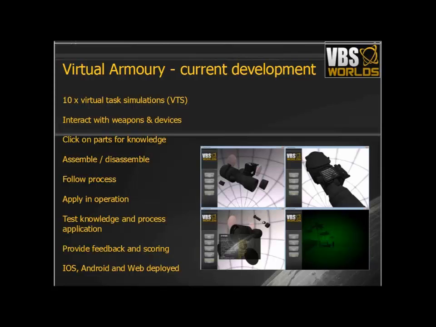The screenshot you can see here is actually for a night sight for a rifle. They can click on the parts to get knowledge. They can disassemble and assemble, so you can click on it, and it breaks the parts. You see that here, and we'll see that operating this afternoon.